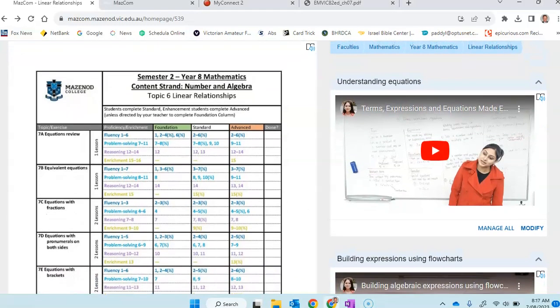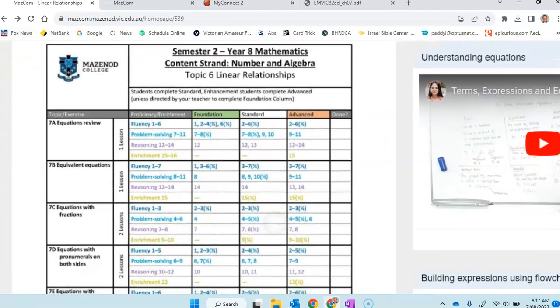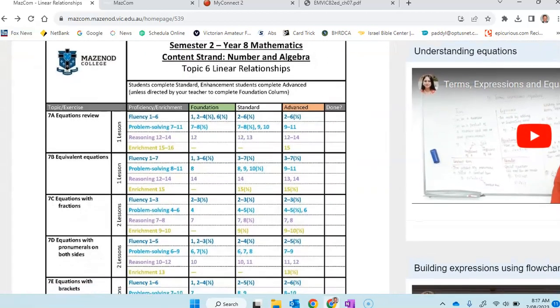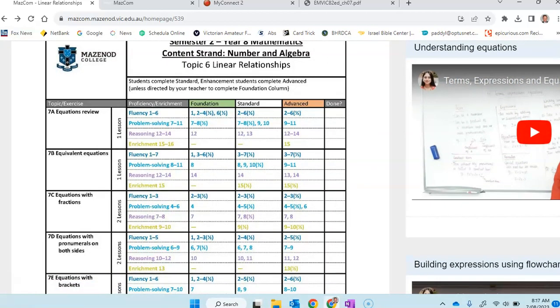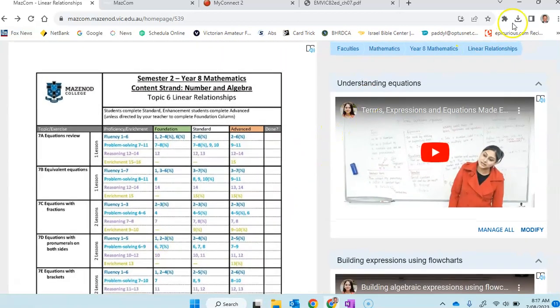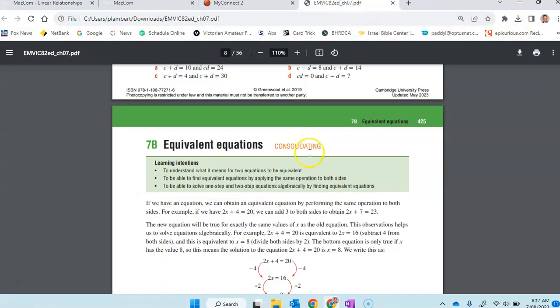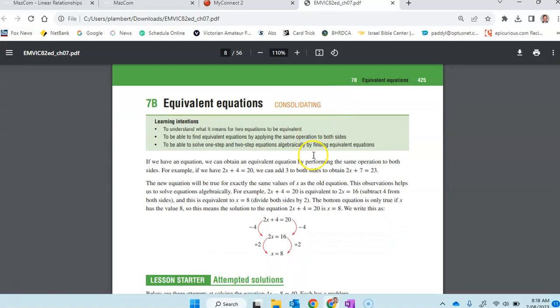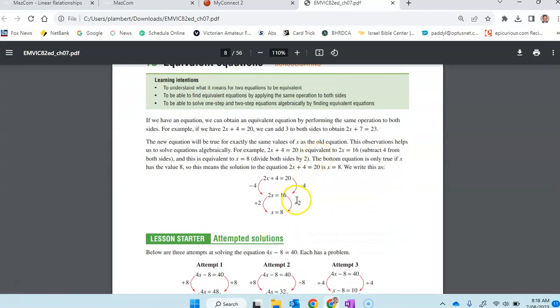Now we have had a look at equations, we've had a review of those, and we've looked at equivalent equations, which is when you do the same to both sides. So it just means that you get an equivalent equation by performing the same operation on both sides. You undo this equation by undoing the last one that was done. So you undo it by an inverse operation.